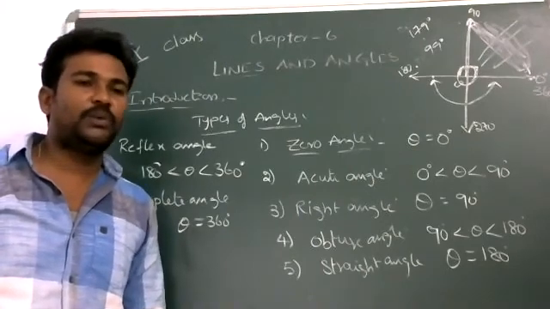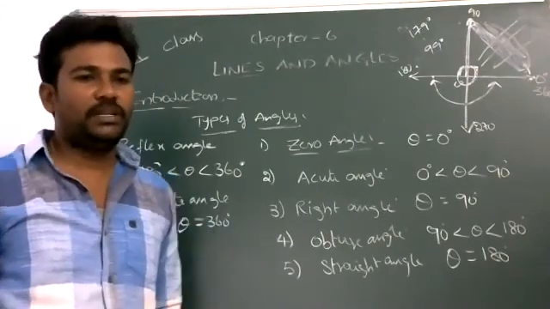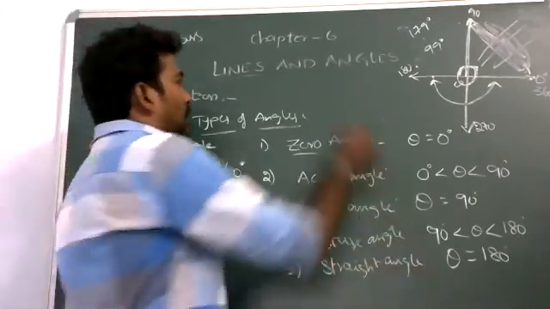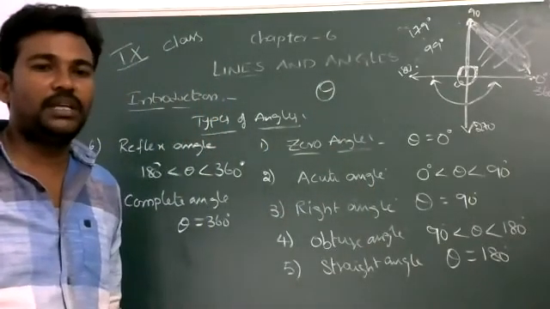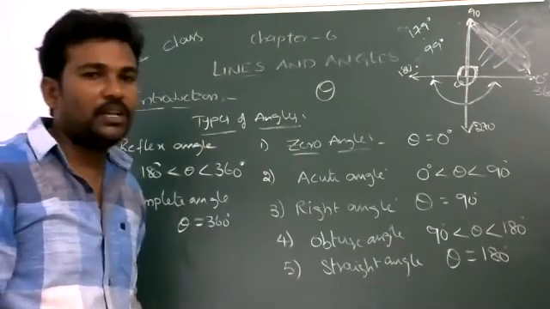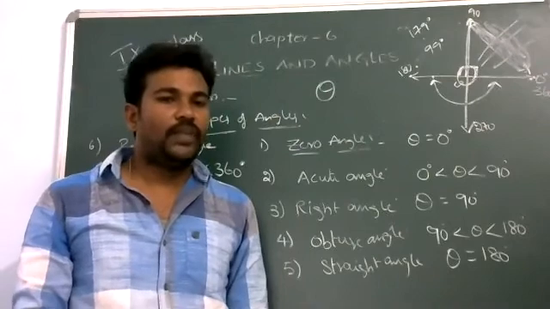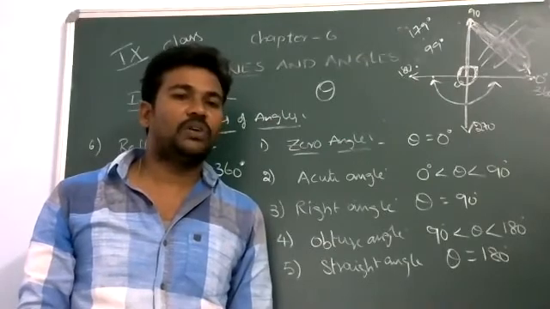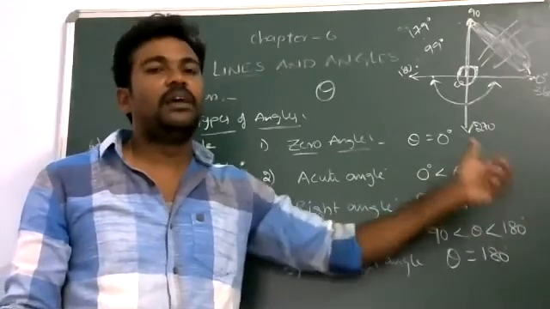Once again, listen, what is meant by angle? Angle means the inclination of two line segments. Angles are represented with the symbol theta, and angles are always measured in the anti-clockwise direction. Now comes the types of angles. First of all, zero angle: no angle between the two arms is called a zero angle. The angle that lies between 0 degrees and 90 degrees is called an acute angle, represented as 0 less than theta less than 90 degrees.